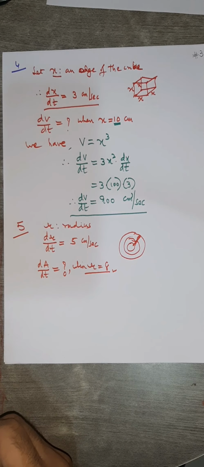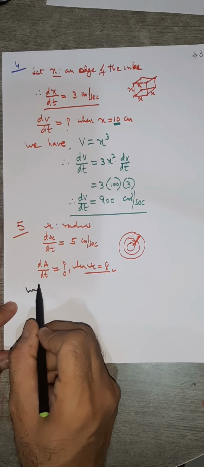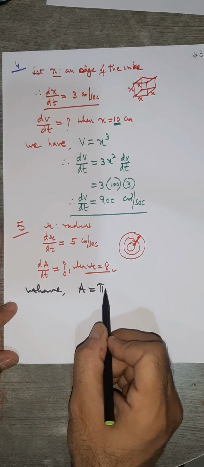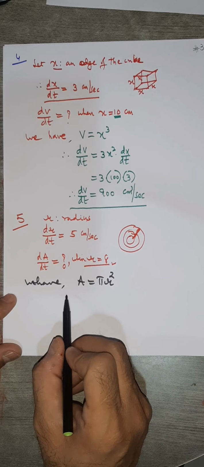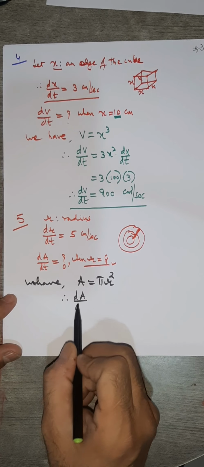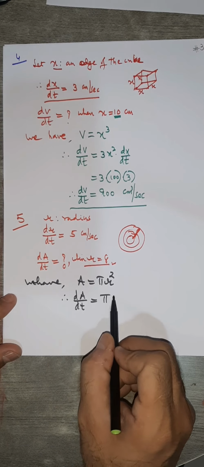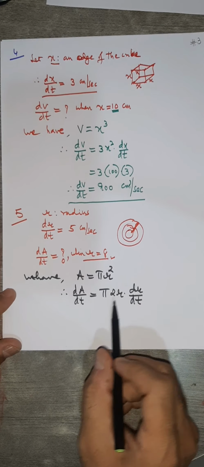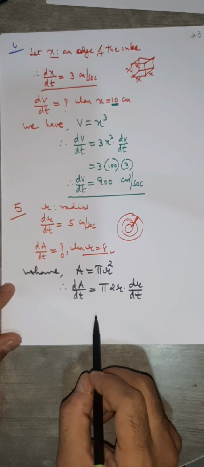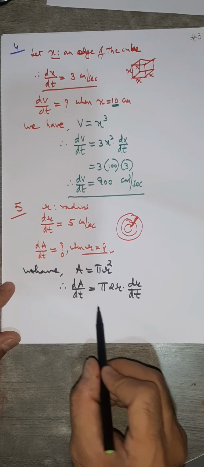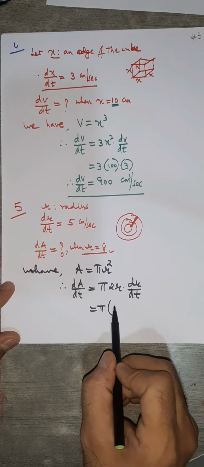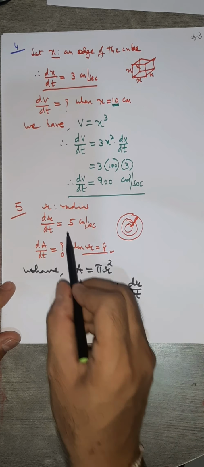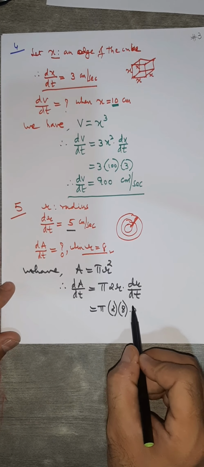So now it's very simple for us. Write the relation for the area of the circle, that is A equals pi r square, differentiated with respect to t. So dA by dt equals pi into 2r into dr by dt. You have used the chain rule. You are differentiating with respect to t. Now on the right hand side everything is known to you. Pi as it is, 2, what is r? 8. What is dr by dt? You are given 5 here.